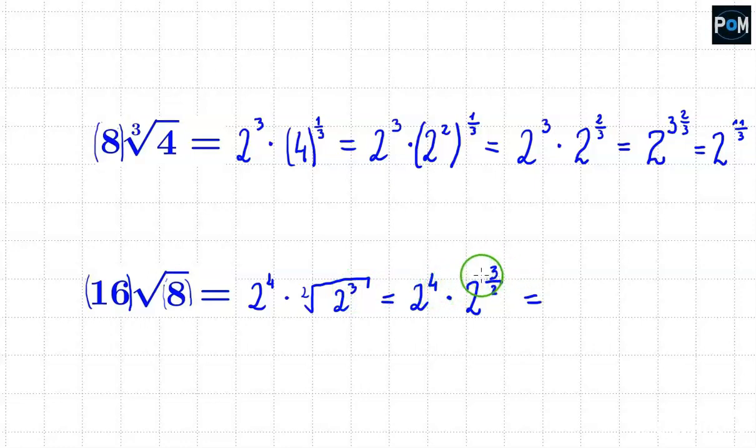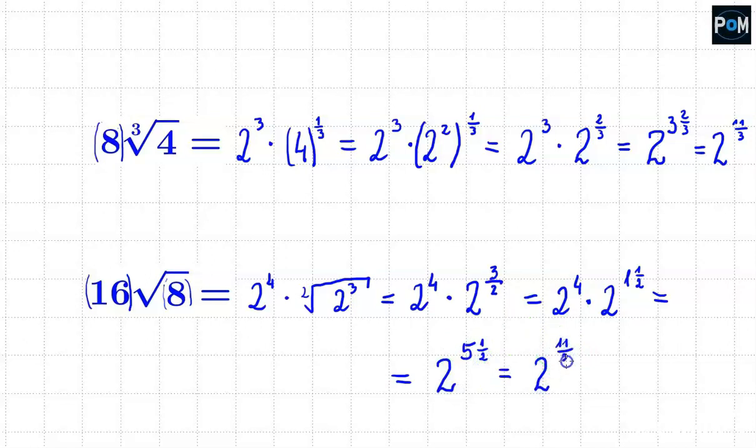We have to add them together, this 4 and 3/2, but first, I will separate out the wholes. That is 1 whole and 1/2. Now I add these exponents together, it gives me 2 to the 5½ power. And if someone wanted it as an improper fraction, that would be 11/2.